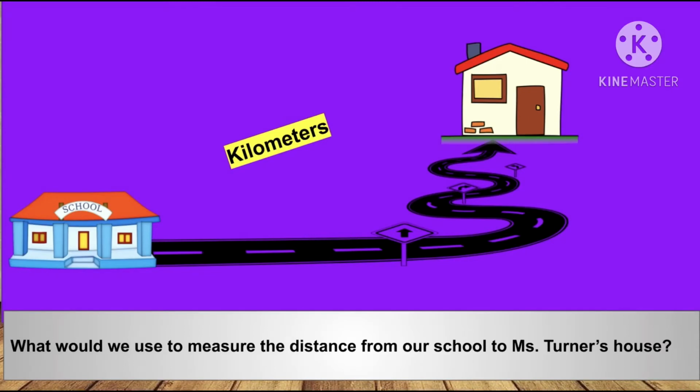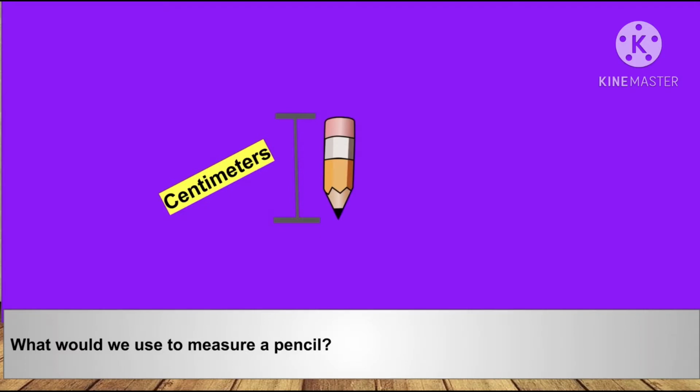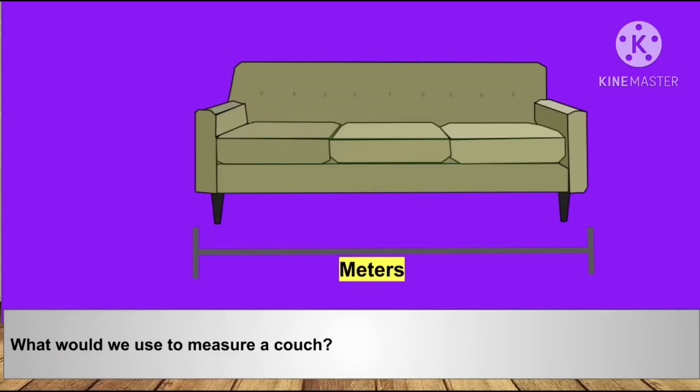As a refresher, in our last video, we learned that in order to find the distance between our school and Miss Turner's house, we might want to use kilometers. It makes the most sense to use kilometers because kilometers measure long distances. We also learned that to measure objects like pencils, paper clips, pen caps, and things like that, it makes the most sense to use centimeters. And we also learned that to measure objects like couches, people, doors, and windows, it makes the most sense to use meters.